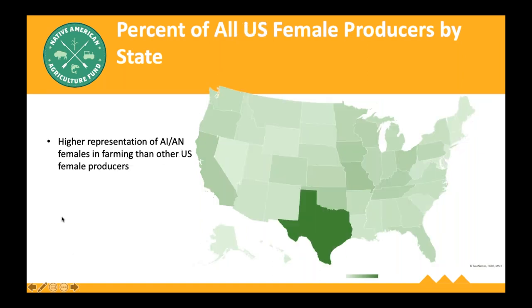This is showing the percent of all US female producers by state, just to compare it to the map we saw before with the American Indian, Alaska Native producers. Looking at this map compared to the previous map, we can see that there is higher representation of American Indian, Alaska Native female producers in farming than of all US female producers overall.